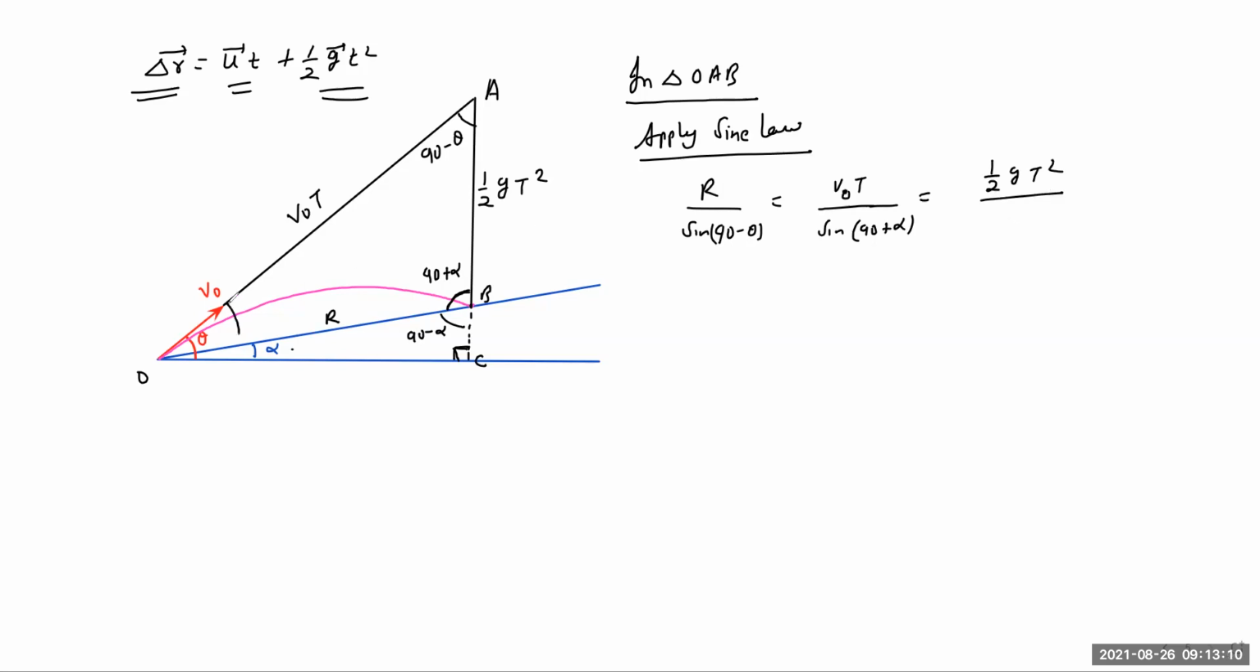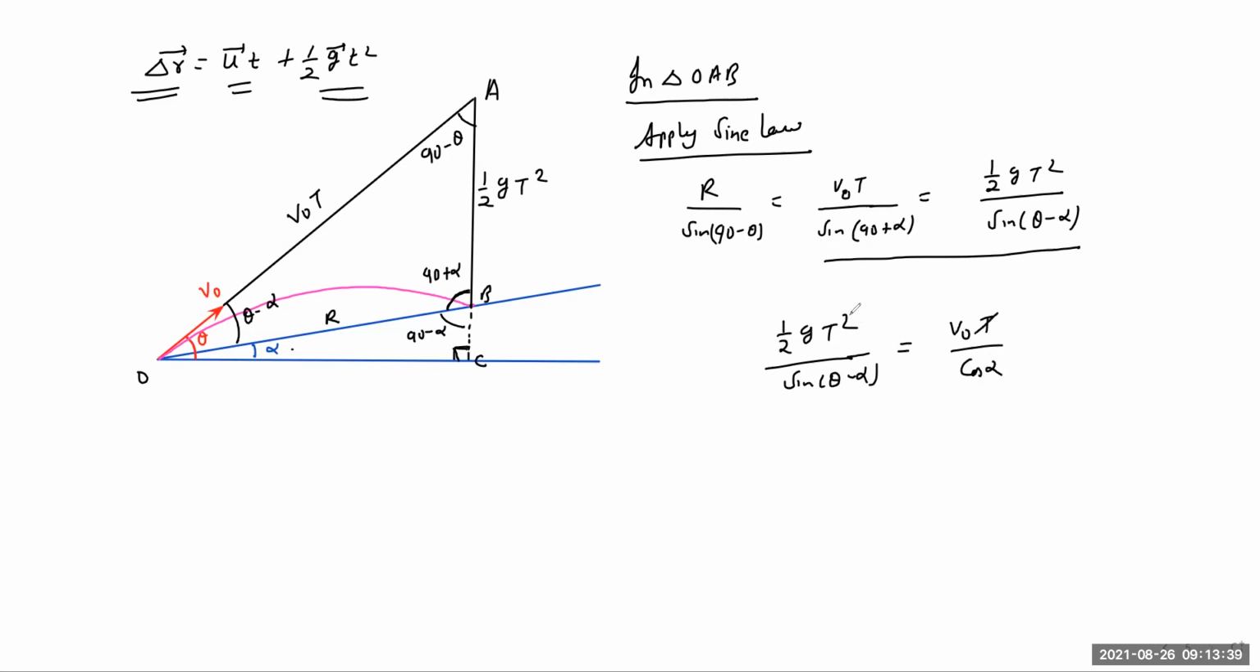okay, this angle is how much? Theta minus alpha, sine (theta minus alpha). So we are writing in that triangle. The angle opposite to AB is how much? Theta minus alpha. And if you solve the last two terms, you get the time of flight. Yeah, your job is done. So half GT square upon sine (theta minus alpha) equals V naught T upon cos alpha.